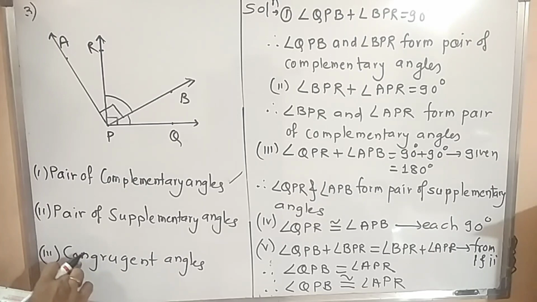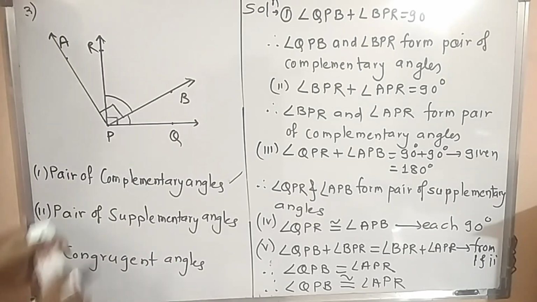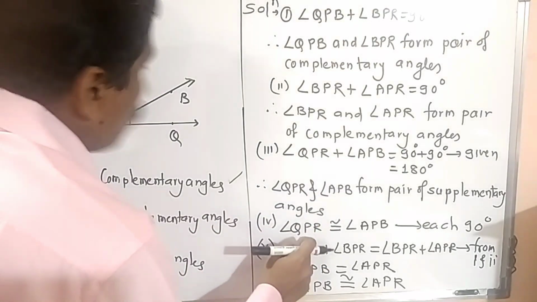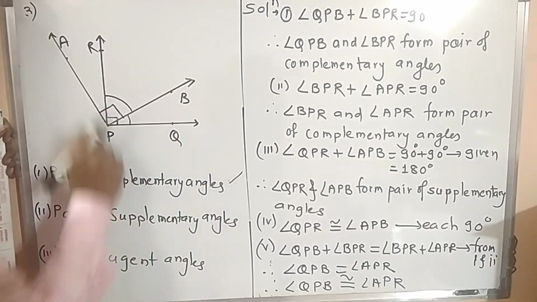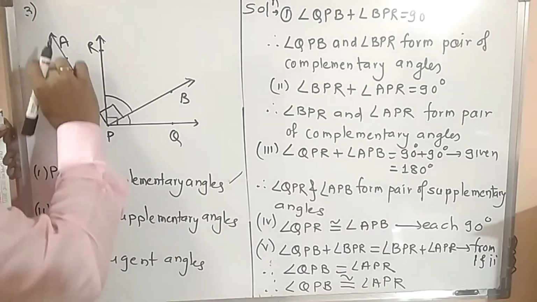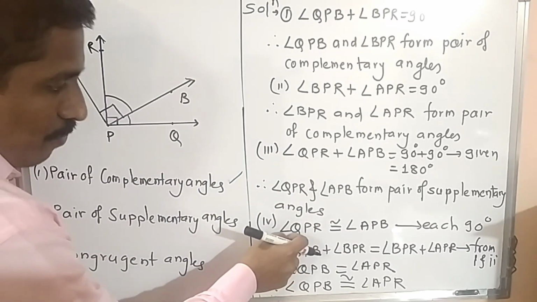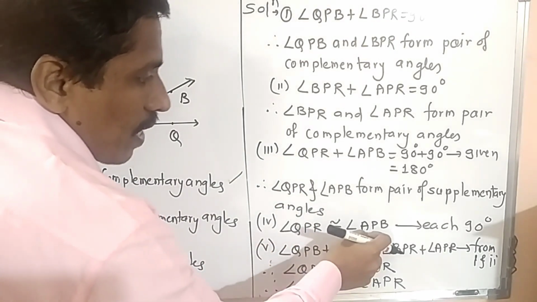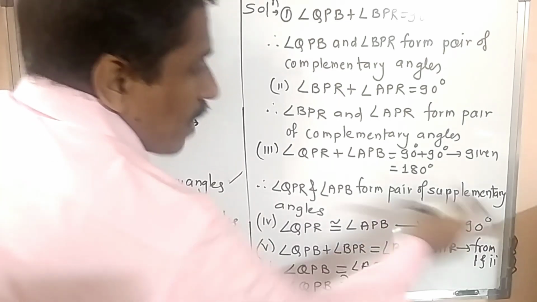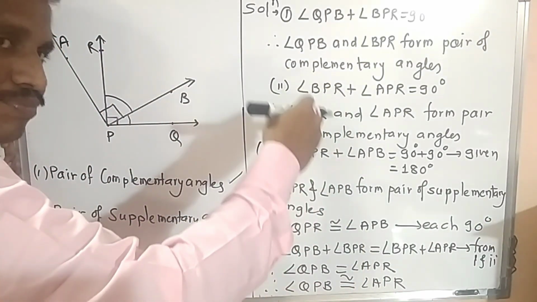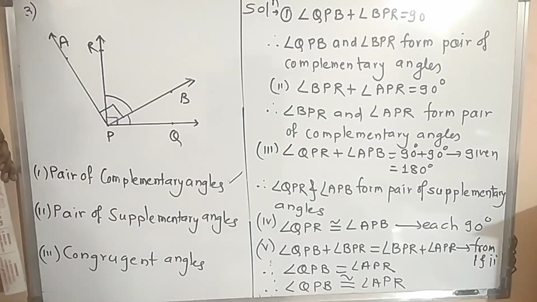Now I have to find out congruent angles. As I know, angle QPR, see, this is angle QPR, measure is 90 degrees. Angle APB, measure is again 90 degrees. Therefore, angle QPR is congruent to angle APB, each 90 degrees. Thus, we get the first pair of congruent angles.